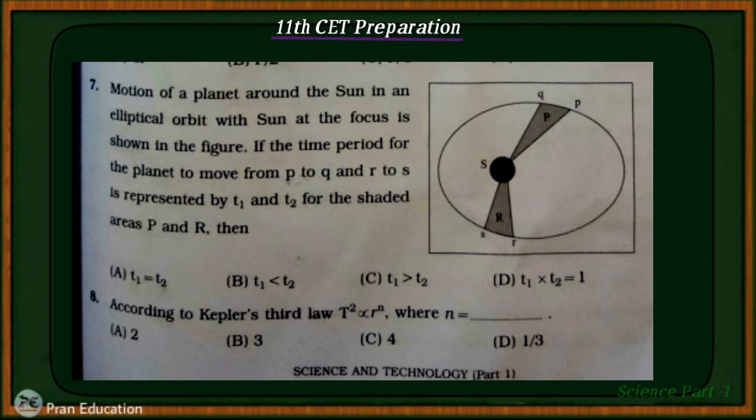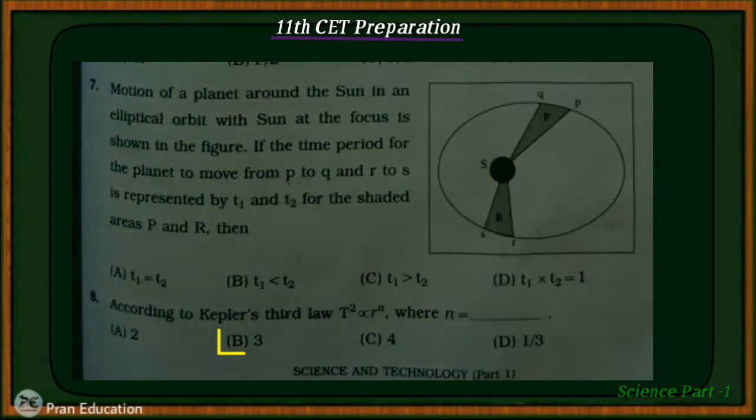Eighth, according to Kepler's third law, T square alpha R to the power n, where n is equal to, options: A, 2; B, 3; C, 4; and D, 1 by 3. The correct option is option B, 3.